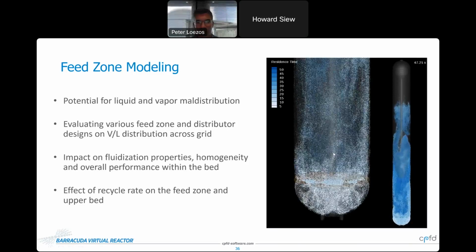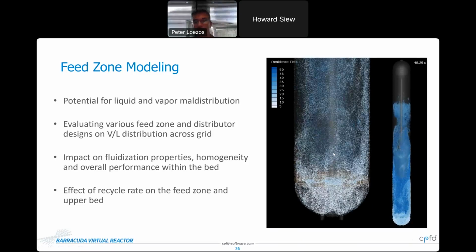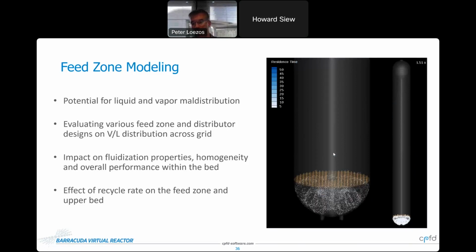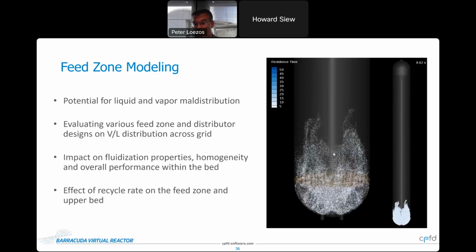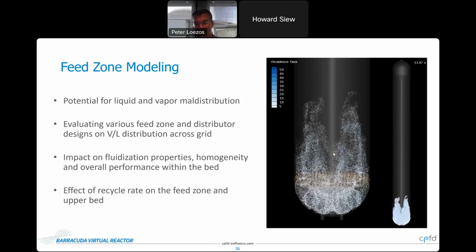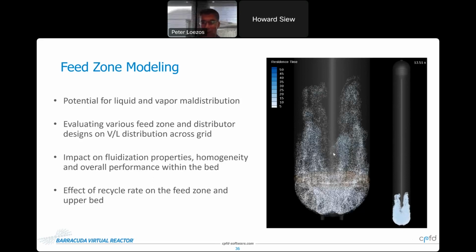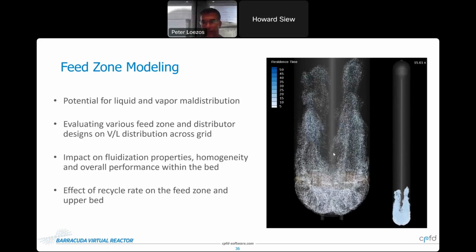All right. Additionally, we're looking at the effect of the recycle rate on the feed zone and the upper bed. For these applications, the recycle rate is actually fairly large. So the recycle ratio to fresh charge can be 5:1 or higher. And as you can imagine, that's going to have a pretty significant impact on the feed zone hydrodynamics.